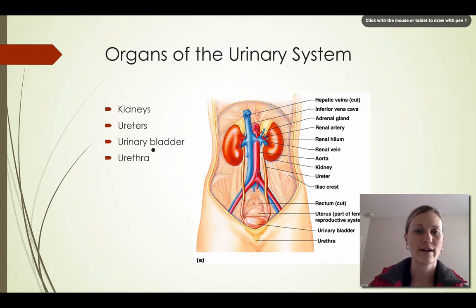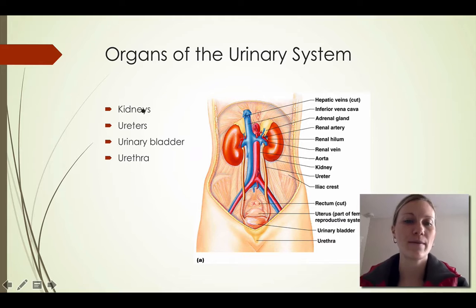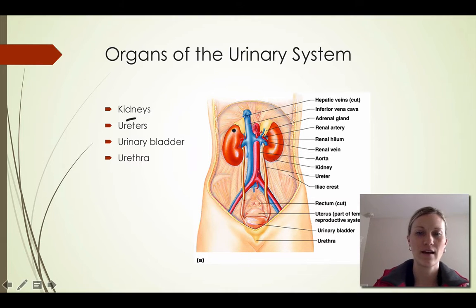So here are the major organs that we're going through. The first one are the kidneys. These are probably the famous ones. The kidneys are these little bean-shaped reddish organs right here. Sitting on top of the kidneys are the adrenal glands. These kind of yellowish ones are the adrenal glands.